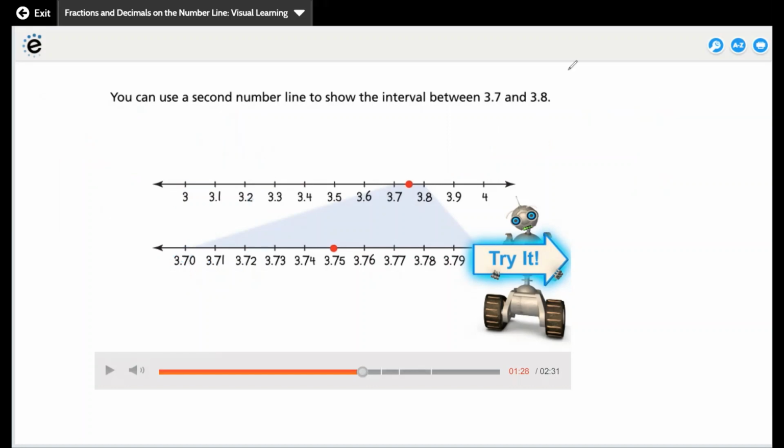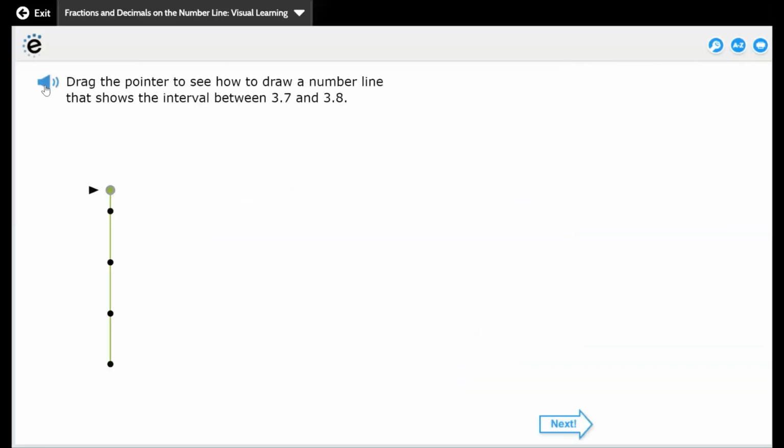Let's try. Drag the pointer to see how to draw a number line that shows the interval between 3 7/10 and 3 8/10.